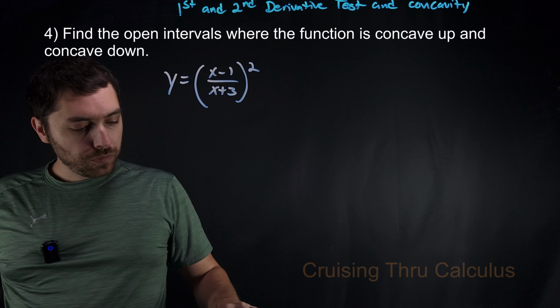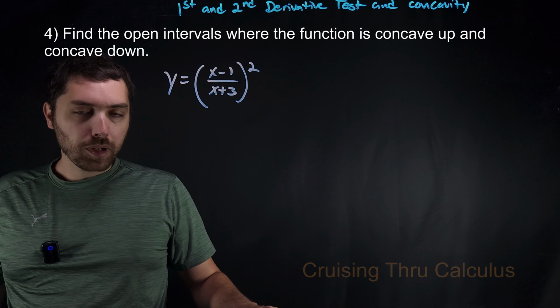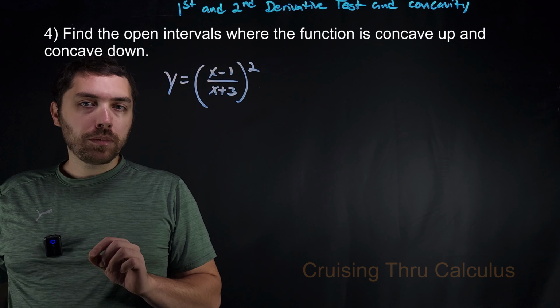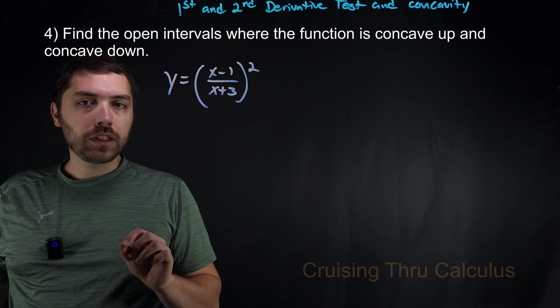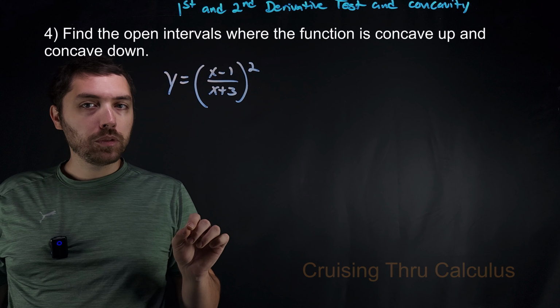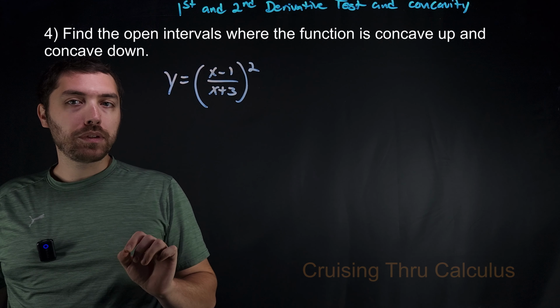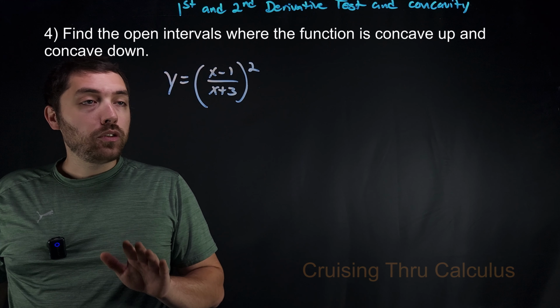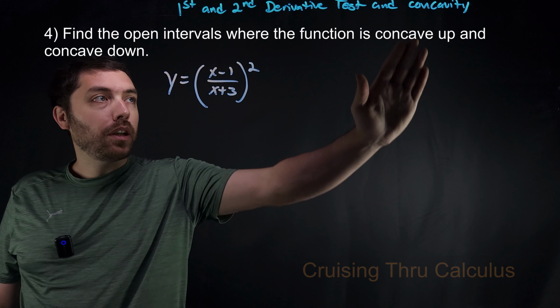Our next problem says, find the open intervals where the function is concave up and concave down. Now, this is not the second derivative test we're going to be doing here, because the second derivative test is where you take the first derivative, find out where it's equal to 0, and plug that into the second derivative. That doesn't mean we're not going to be using the second derivative, though, because using the second derivative can help us find concavity.